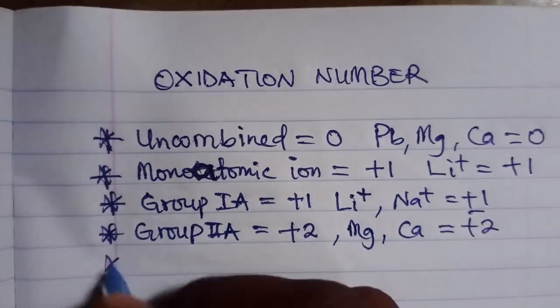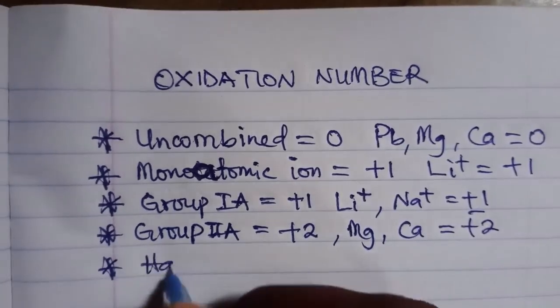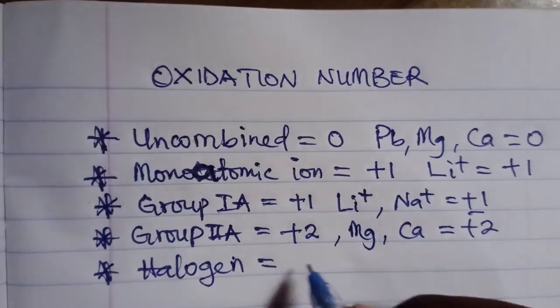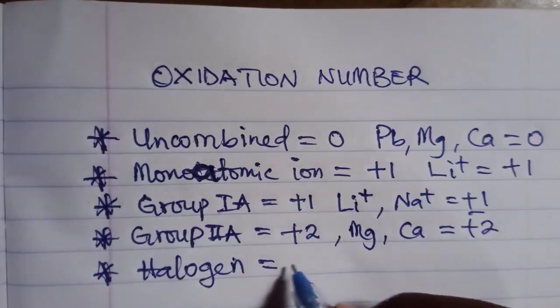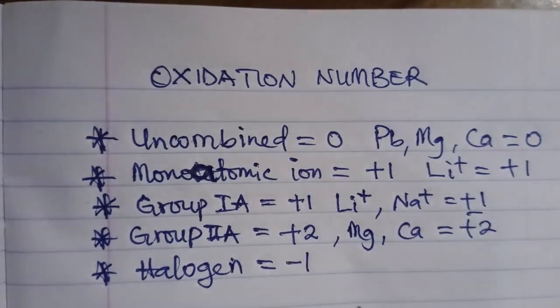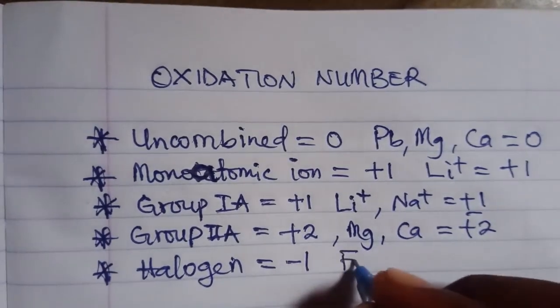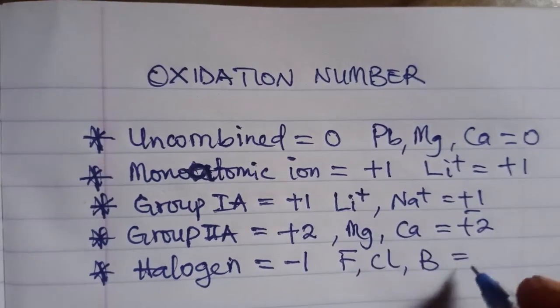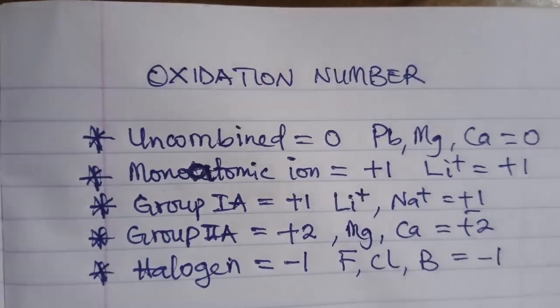The next rule is that for halogens, that's group 7, their oxidation number is usually -1. So if I have something like fluorine, chlorine, bromine, all of them, their oxidation numbers are -1.